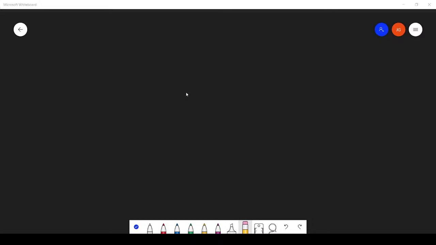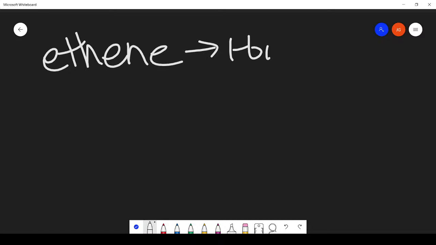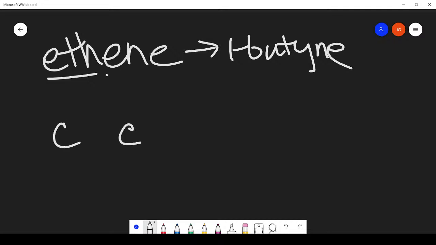Actually, no, let's not do that one. Okay, let's do this one. I know this is just so that I can say we did something. Let's do this reaction where we convert one ethene into one butane. Let's draw these out to see what we're working with. Eth means two carbons involved, and ene means it's an alkene, so boom, boom, boom, boom.